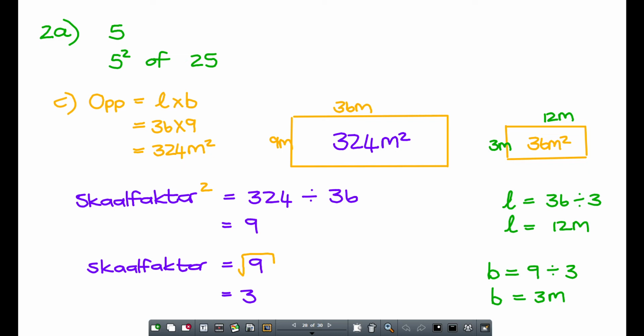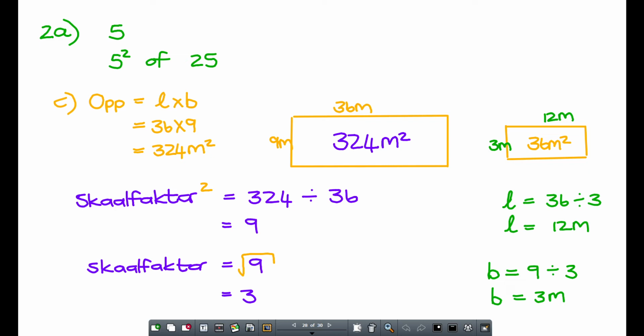Number 2A says complete these statements by filling in the missing words. If the dimensions of a rectangle are increased in the ratio 1 to 5. Now stop there. What does 1 to 5 mean? The one is 5 times bigger than the other, right? That 1 to 5, it's a ratio of 1 to 5, meaning if this is 1, 5 times that would be the other one. Okay, do you guys understand?